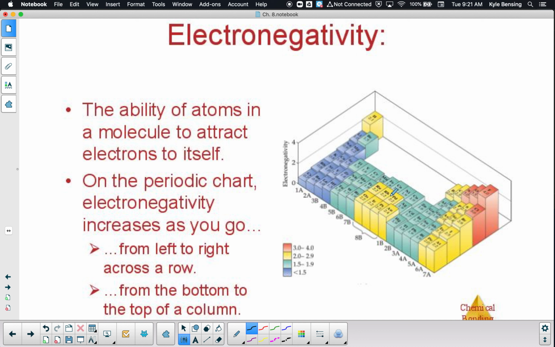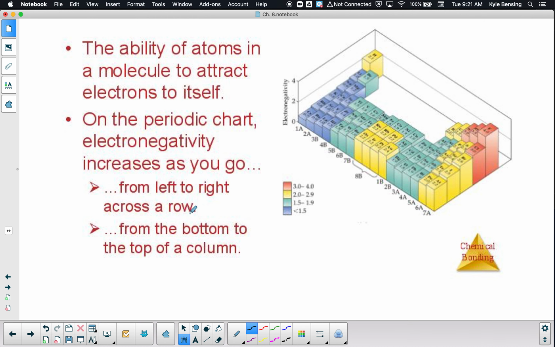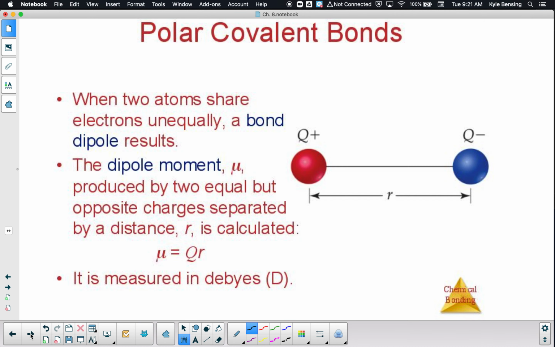So when you have two atoms that are exactly the same, like two fluorines, even though they pull hard on the electrons, because it's two fluorines, they are pulling equally, which means that it's a non-polar bond, and we'll talk more about that later on. So let's keep moving. This is going to be a pretty quick one.